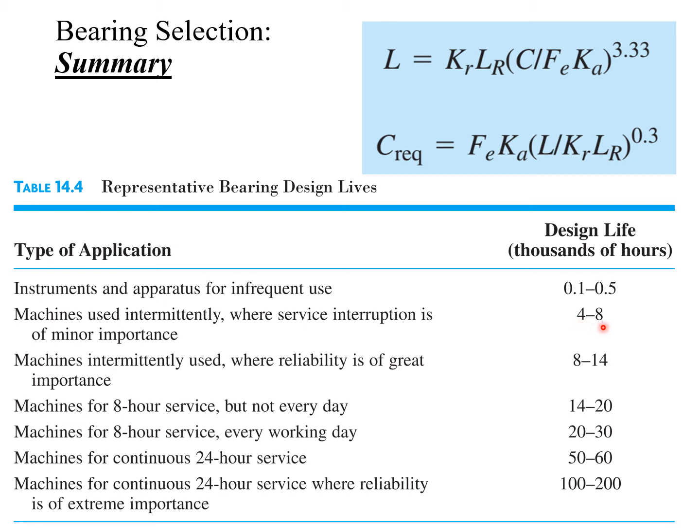Now, again, we want the life in these equations to be in revolutions, but this is in hours. So how do we do that? Well, let's say that the machine is operating at 1,000 RPMs.